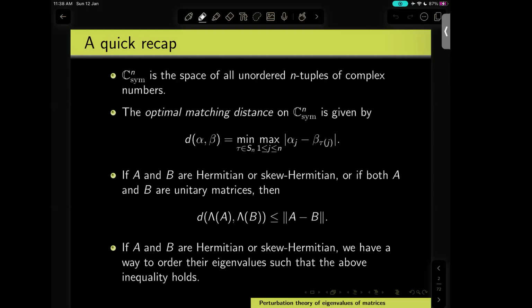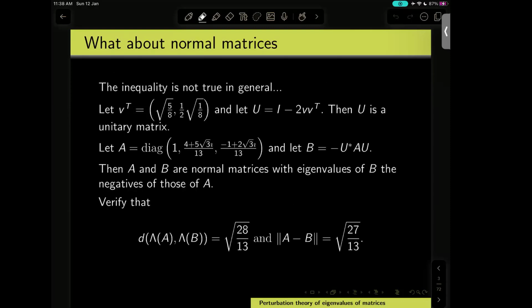Now the question becomes: we have seen three classes of matrices, so what about the other case? What is the more general thing? What about normal matrices in general? For unitary, Hermitian, skew Hermitian, it's all true. So is it true for all normal matrices? Unfortunately or fortunately, you'll say, it's not the case.